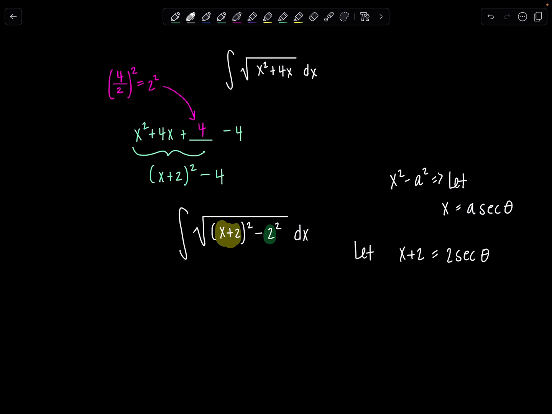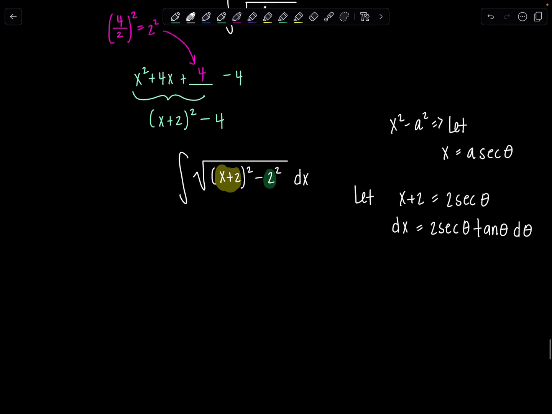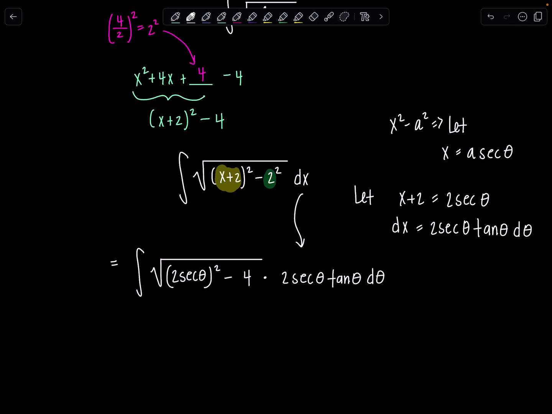Good? Beautiful. Now we have to differentiate both sides. So dx, and the derivative of 2 is just 0, so that's fine. Nothing to stress about here. Equals 2 secant theta tan theta d theta. How are we doing? Good? Okay. So let's now go ahead and make our trig sub and rewrite our integral all in terms of theta. So I have the square root of, instead of x plus 2 squared, 2 secant theta squared minus 4. And then dx gets replaced with 2 secant theta tan theta d theta.